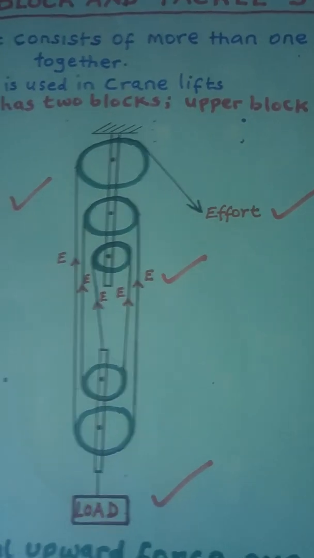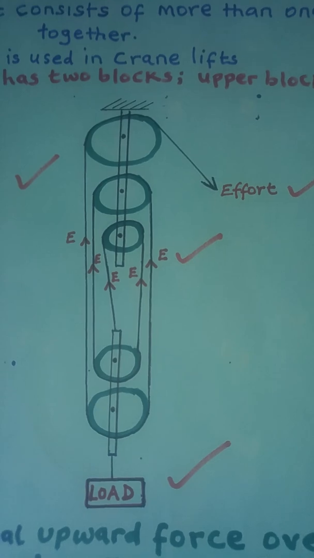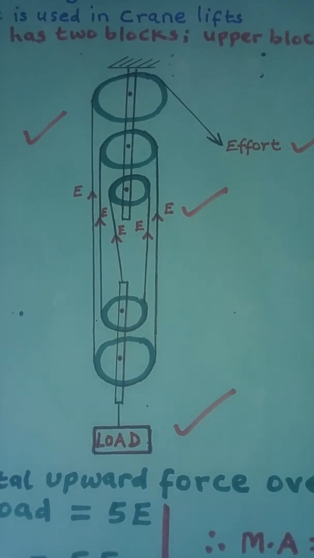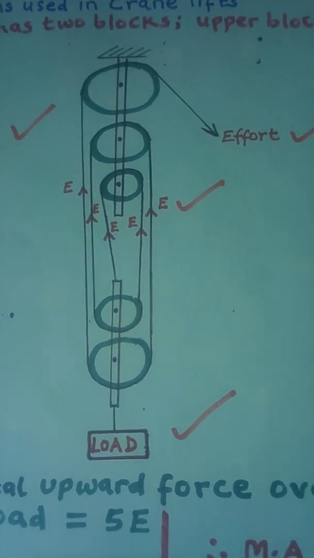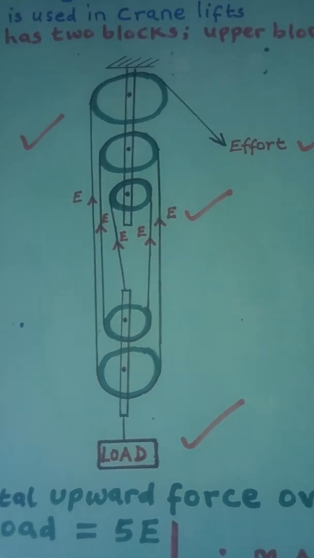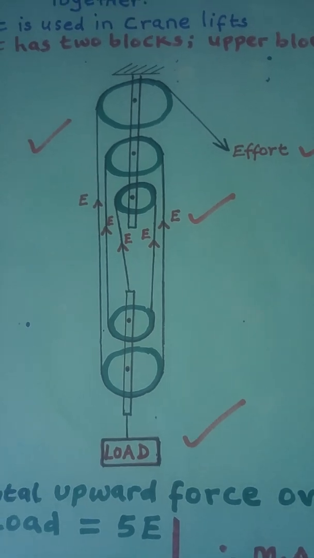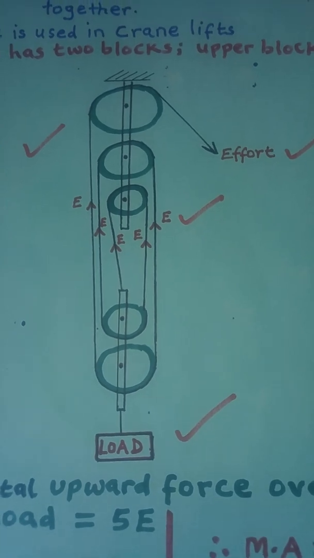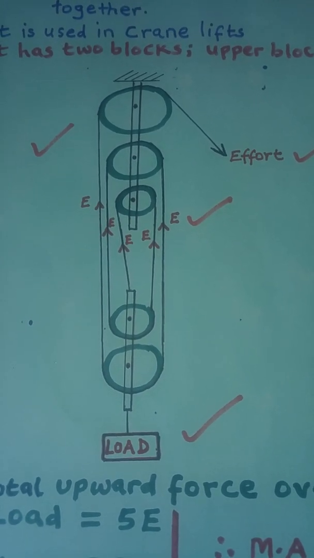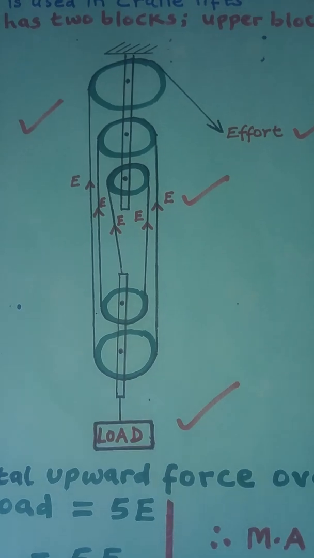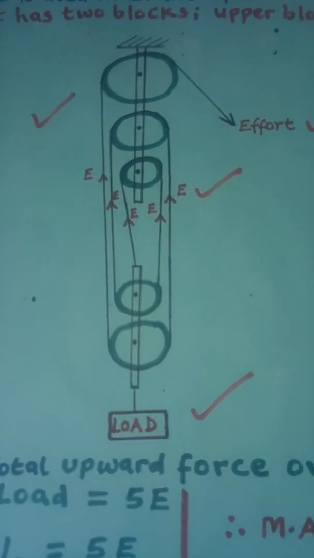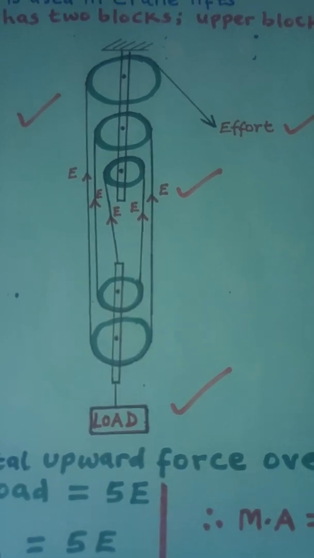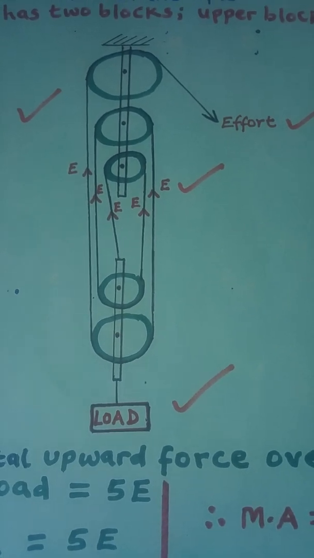Now, how do you determine the arrangement if you have 5 pulleys? How do you connect these pulleys? The number of pulleys could be an even number or an odd number. Even numbers are those numbers which can be divided by 2, while odd numbers cannot. So 4 is a number which can be divided by 2. Whenever the pulleys are an even number, you divide them equally. You put 2 up in the upper block and 2 down.